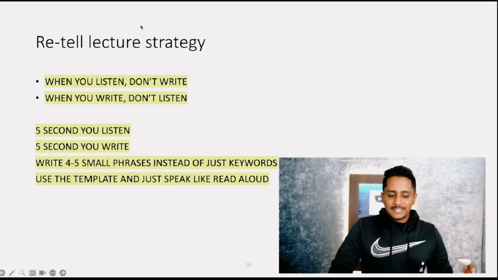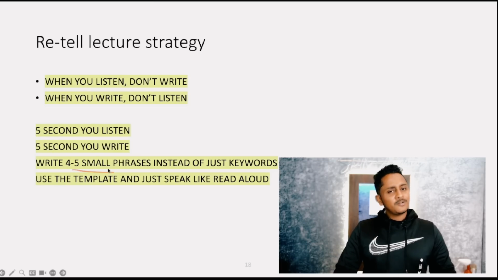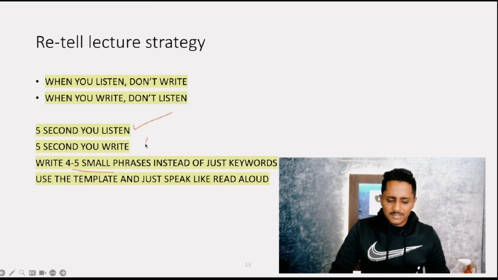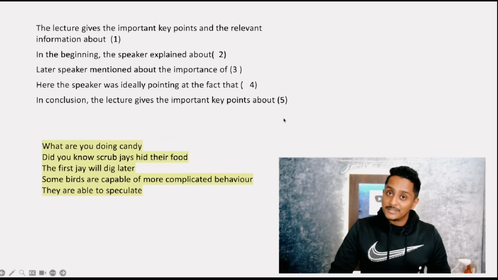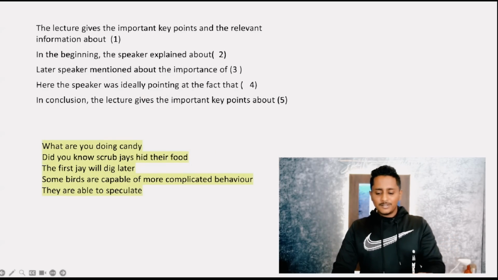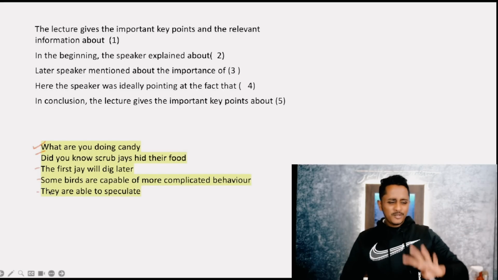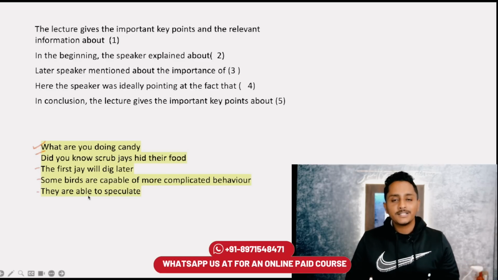But yes, I would suggest writing 4 to 5 small phrases. 3 words one phrase, 4 words one phrase. You can write these instead of keywords, and then use the template which I am going to show you, and just speak. Let's say this is the template, and there is an audio. Let's say you have written these 4 or 5 sentences. 4 is enough. How to speak? Just use the template and just speak.